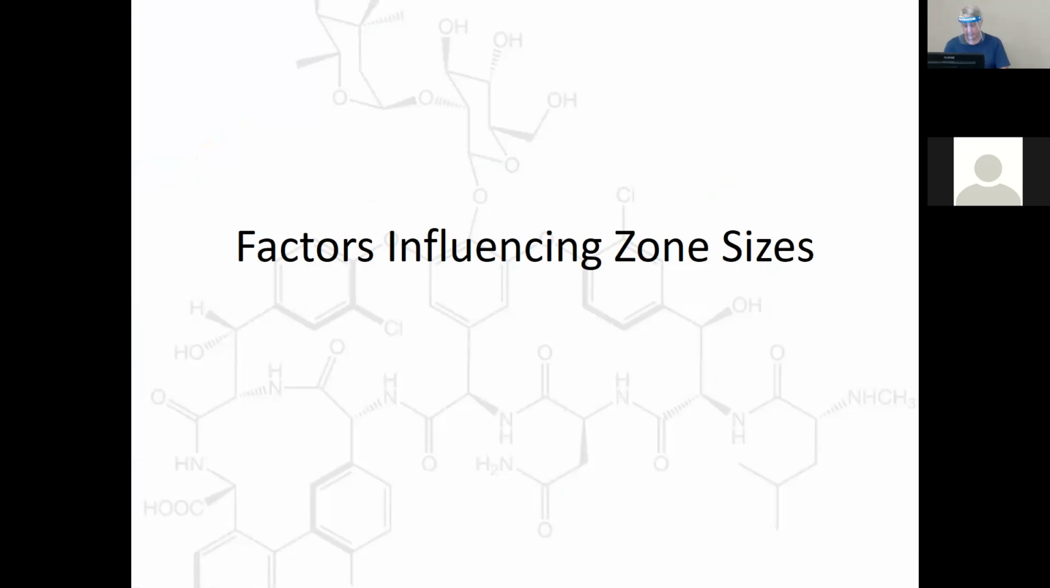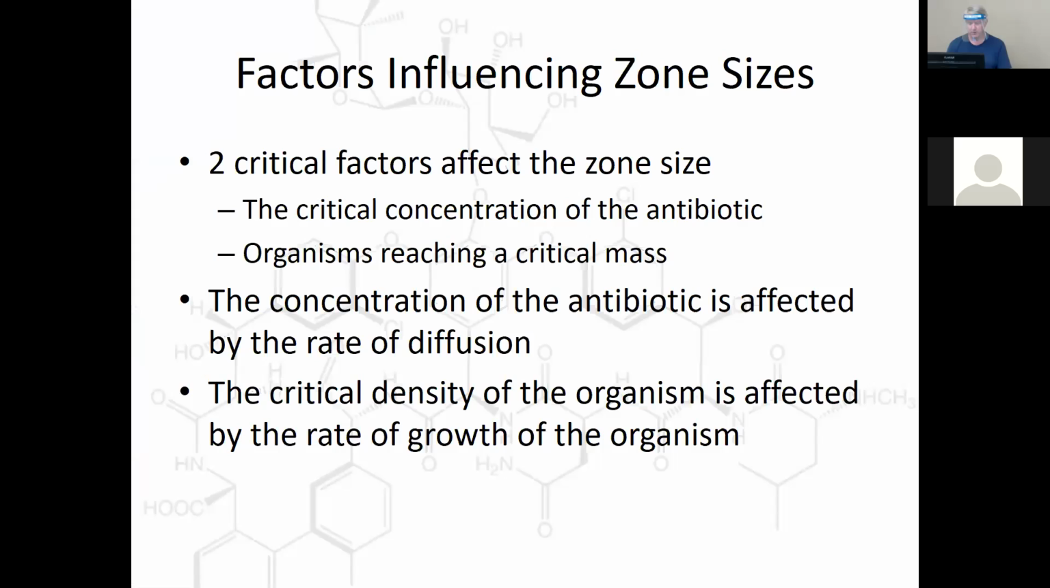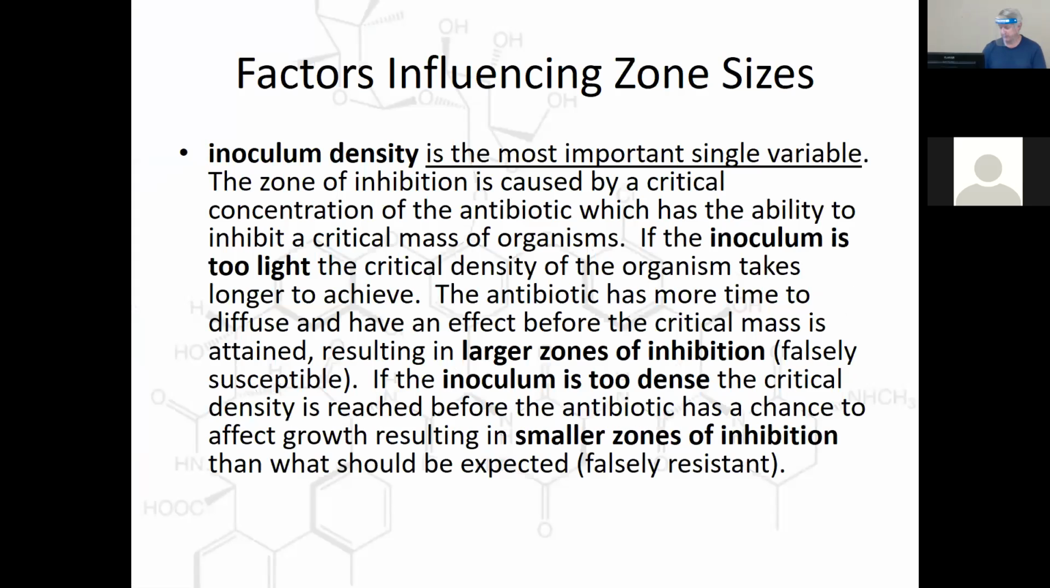So what factors influence the zone sizes? There's two. The critical concentration of the antibiotic and the organism reaching a critical mass. Concentration of the antibiotic is affected by the rate of diffusion. The critical density of the organism is affected by the rate of growth of the organism. So what you're really saying is, I sure am glad we have MIC panels to do this with, but it's going to be fun. So inoculum density is the most important single variable. Like, how much did you put in there?